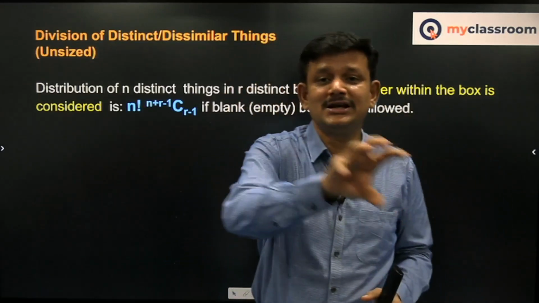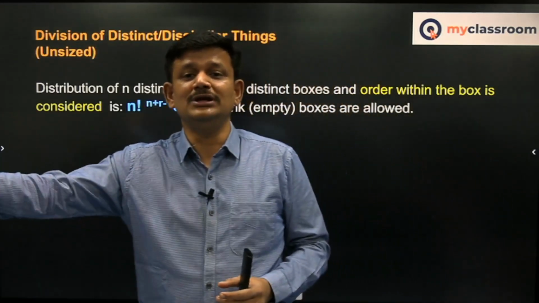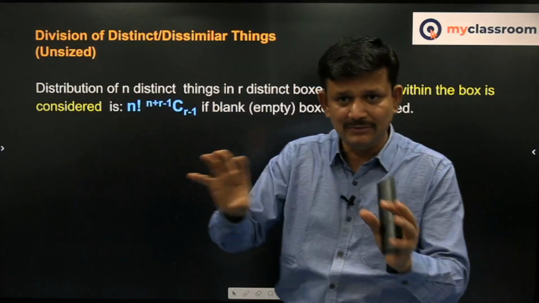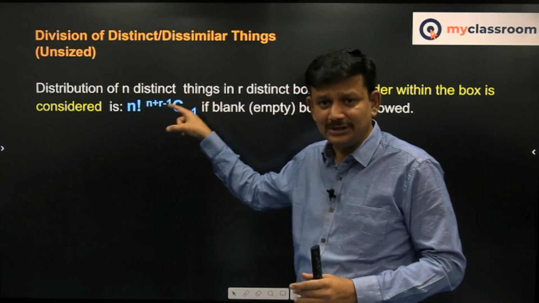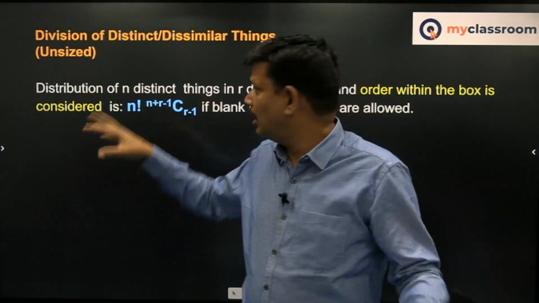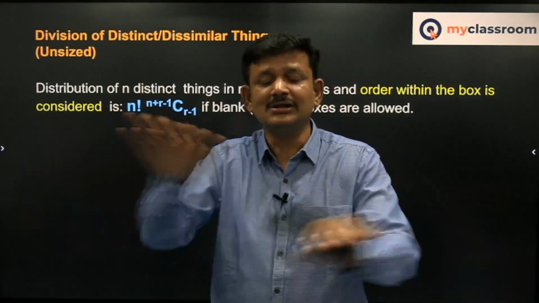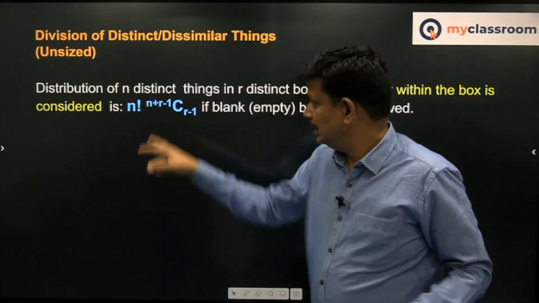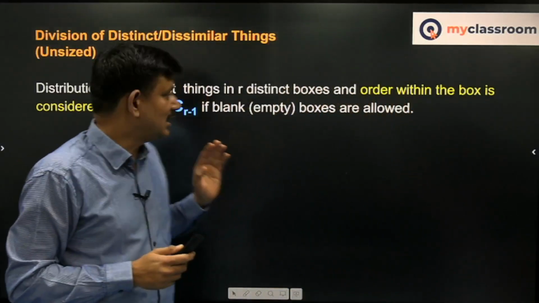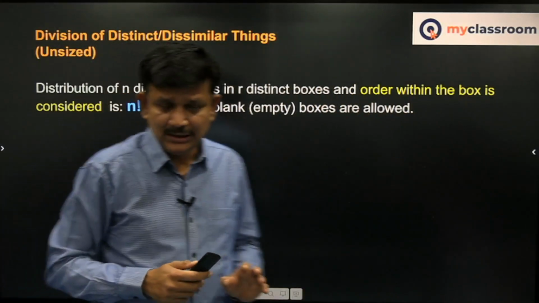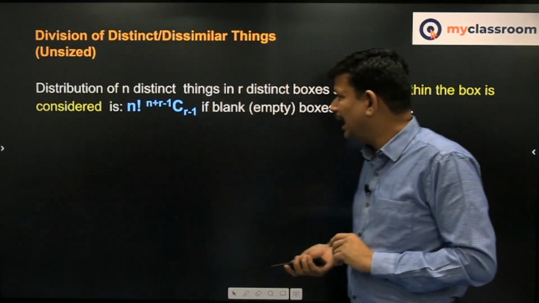So first I am deciding how many will go into each box. After deciding how many will go into each box, that is in n plus r minus 1 C r minus 1 ways, now I am permuting all these n distinct things among themselves in n factorial ways. That is how you get n factorial into n plus r minus 1 C r minus 1. This is when empty boxes are allowed.